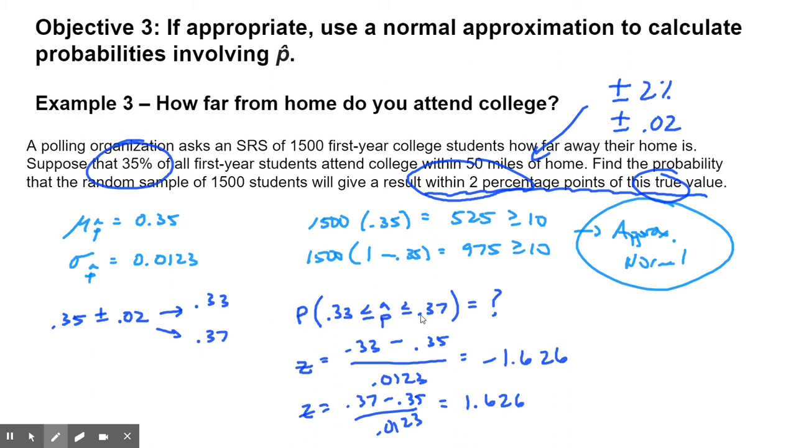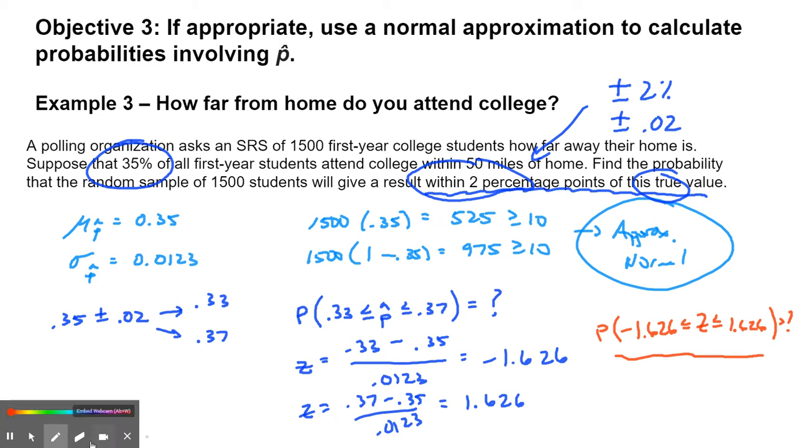So now my problem boils down to this, and I'll do it in red. Find the probability that my z value is in between negative 1.626 and positive 1.626. Right? This is the problem I have to solve in my stats applet. So I'm going to take a picture of those two values. Again, I try to have a good memory, but not always. And I'm going to go do it on the stats applet, and we'll just do everything else from there, okay?